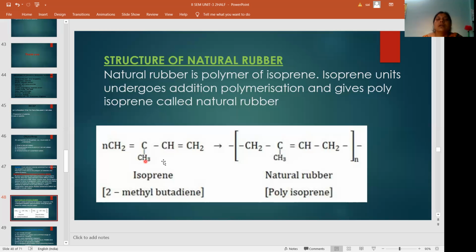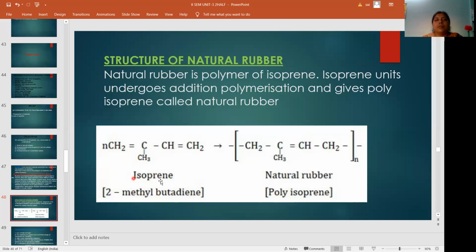5 carbons, 8 hydrogens. That is the isoprene molecule, and its chemical name, the IUPAC name. On the second carbon, a methyl group is there. 2-methyl. 4 carbons are there in the main structure, so but. Di means 2, ene means double bonds. So the structure name is 2-methylbutadiene, or simply isoprene.